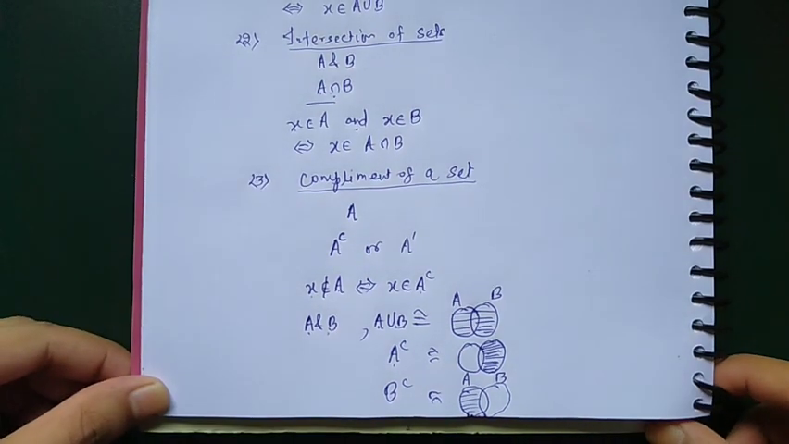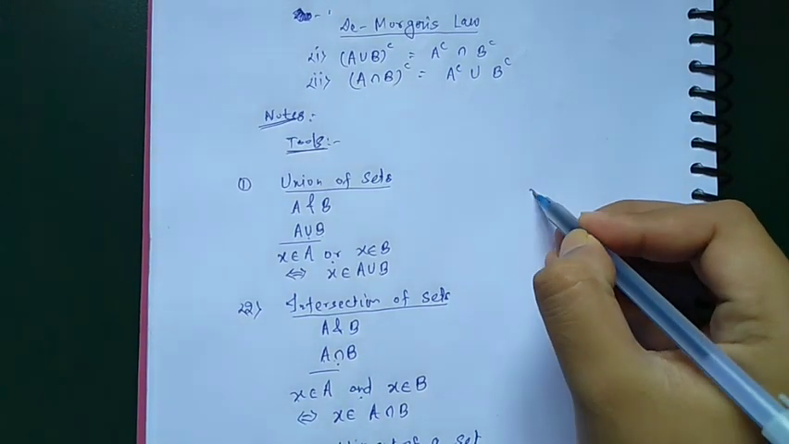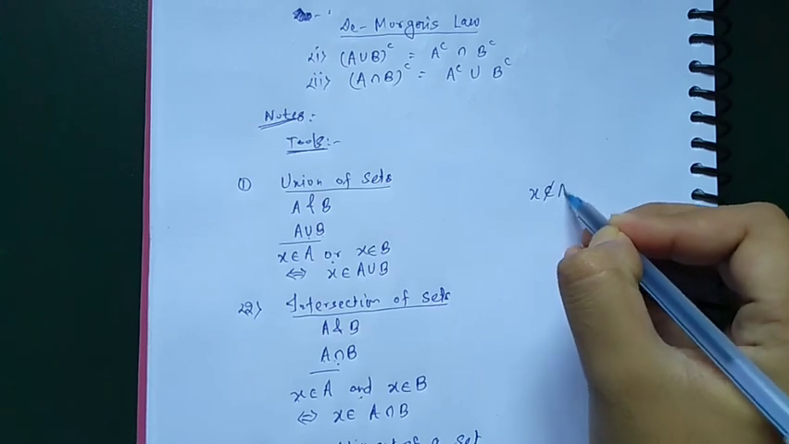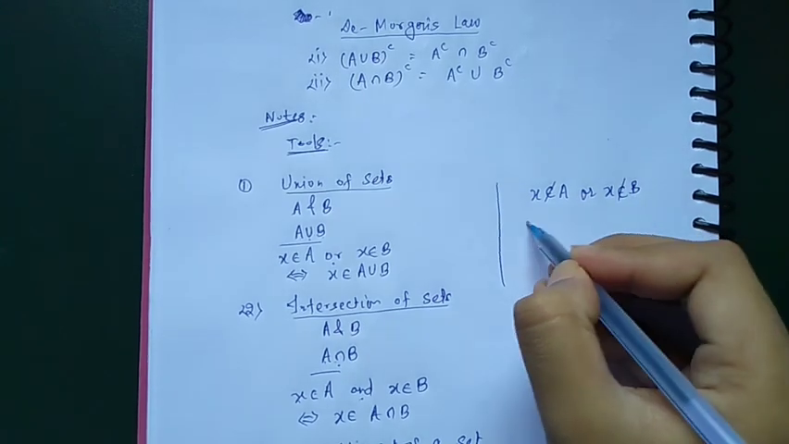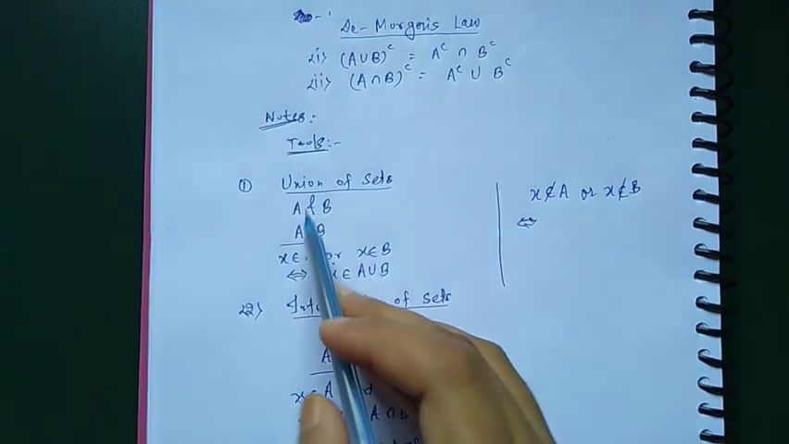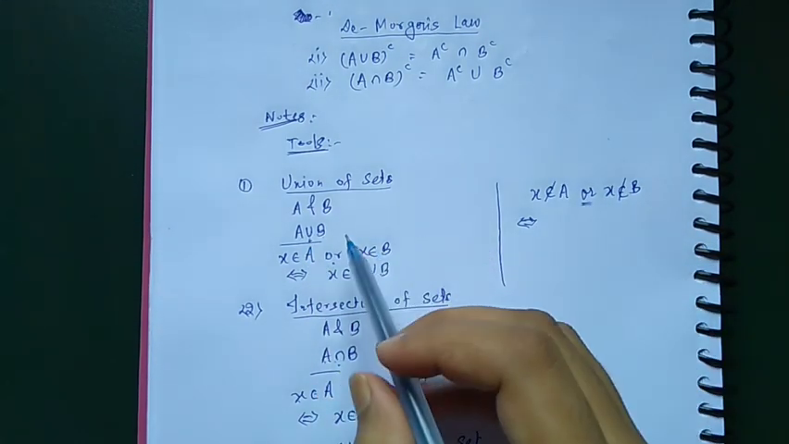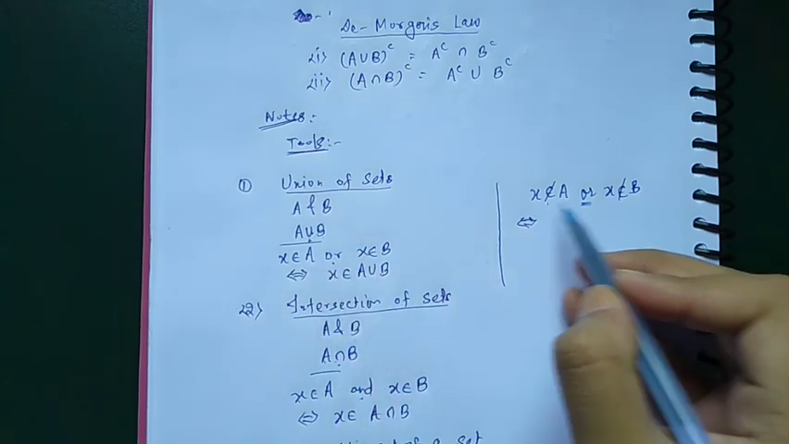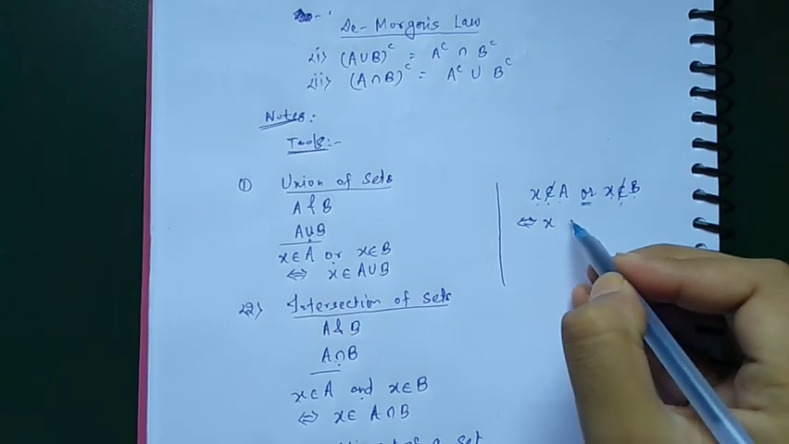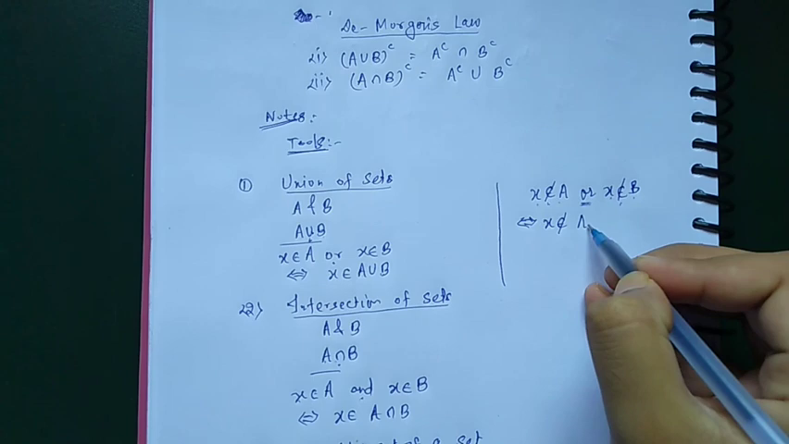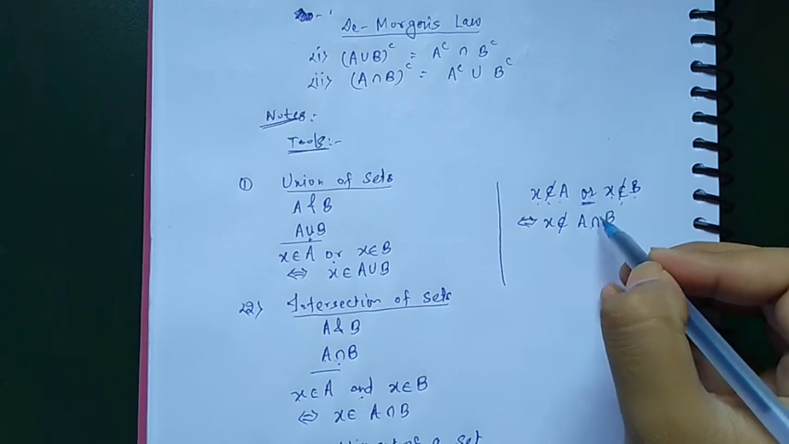Now we are going to see some interesting tools here in the union of two sets and intersection of two sets. If any element, say X, doesn't belong to A, or this element X doesn't belong to B, then we will not use the sign of union here. Yet the term OR comes here, but we will not use the sign of union because there is a negation here. X doesn't belong to A or X doesn't belong to B. So we will use here X doesn't belong to A intersection B. We will not use union here, but we will use intersection.